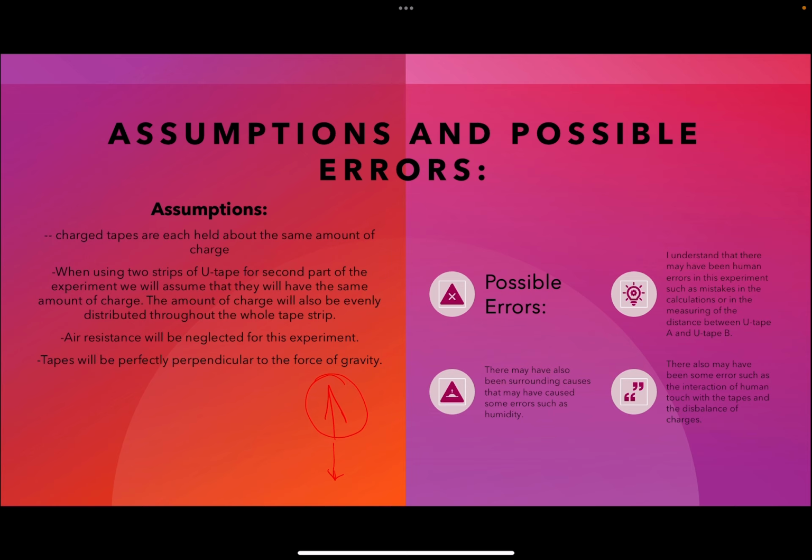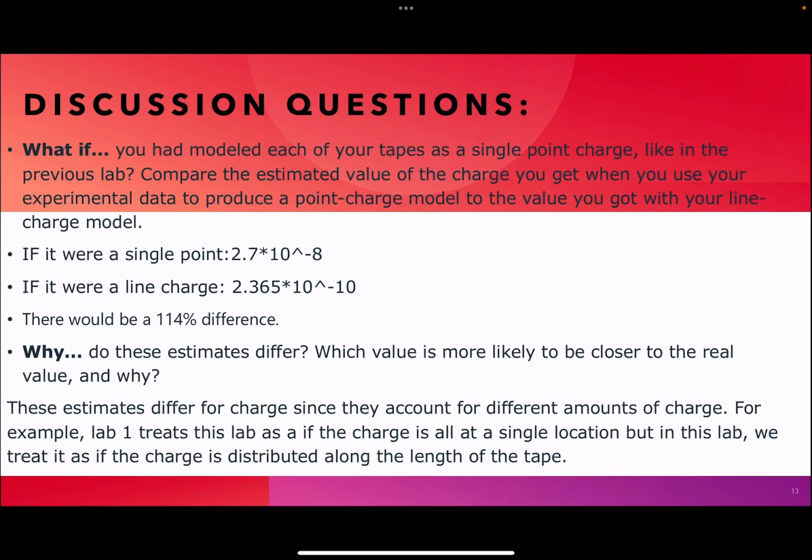So possible errors are human errors, surrounding errors, and touching the tape too much can cause errors too. And we're going to discuss this question, which is why are the models of a single point charge different from the one we calculated now, line charge? As we can see, we calculated these numbers, and we can clearly see they're very different because they have a 114% difference. So why are they different? It's because these estimates differ for charge, since they account for different amounts of charge. For example, Lab 1 treats the charge as if it were at a single location, but in this lab, we treat it as the length of the tape.